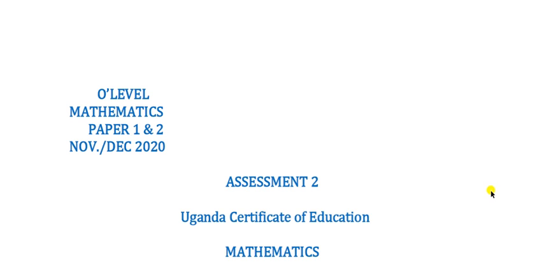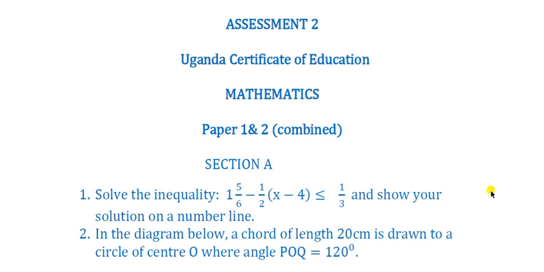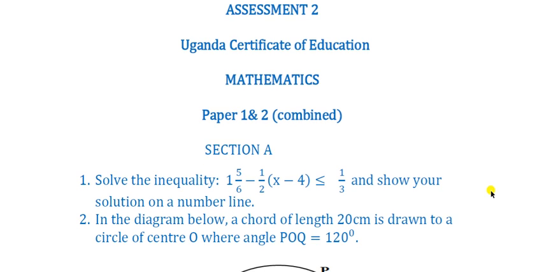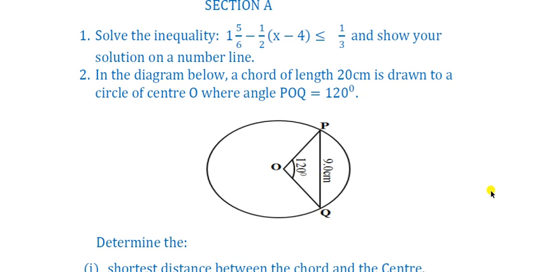Now let's see, scroll to question 1. Question 1 is under inequalities. I think that is very clear there. Then question 2 is under circles. I think that is also clear. Remember, this is 9.0 centimeters and this is 120 degrees.